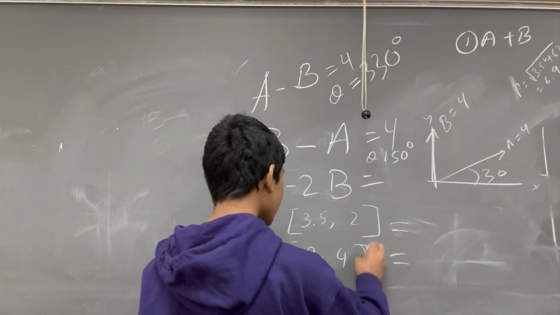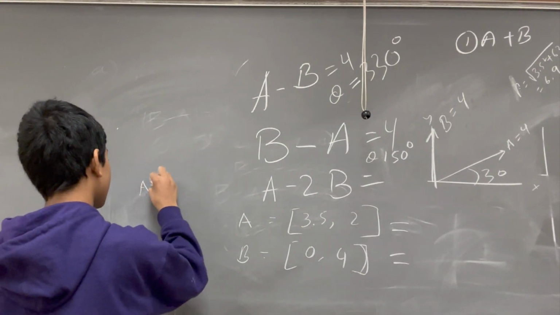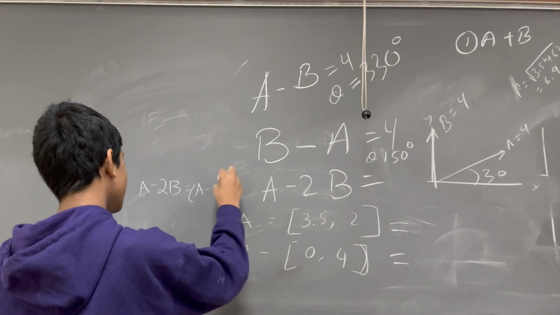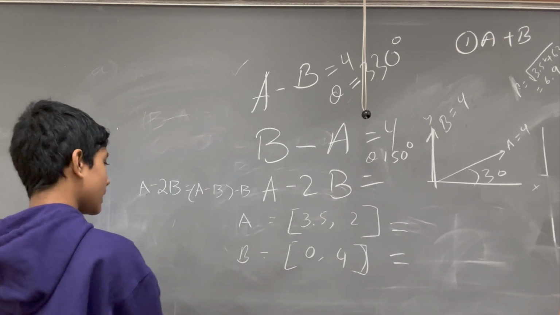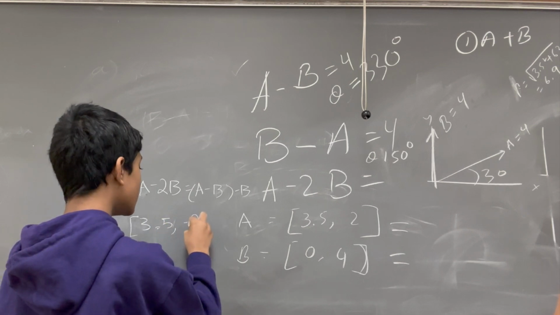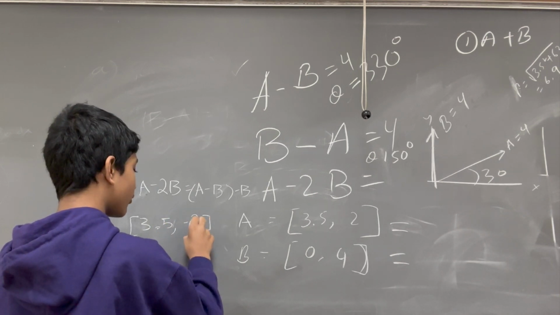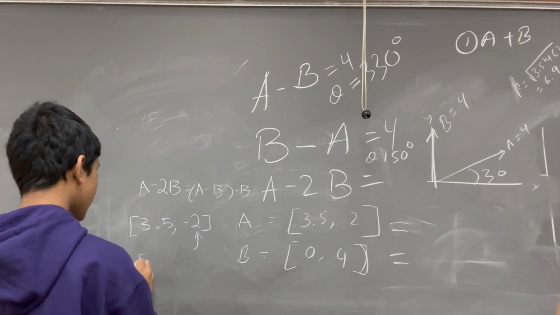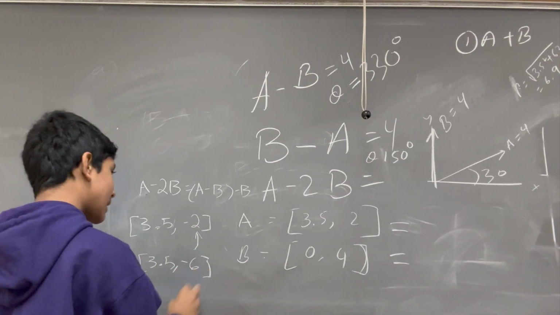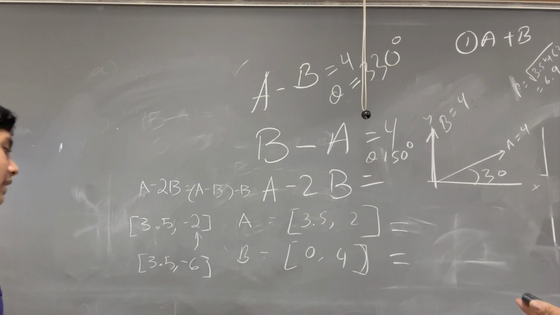So we are now going to do a minus 2b. So now we know that a minus 2b is equal to a minus b minus b. Now we've already calculated a minus b. That's just equal to 3.5 comma minus 2. So now we just have to subtract 4 from this one more time to get 3.5 comma minus 6. Now we just find the magnitude of that.